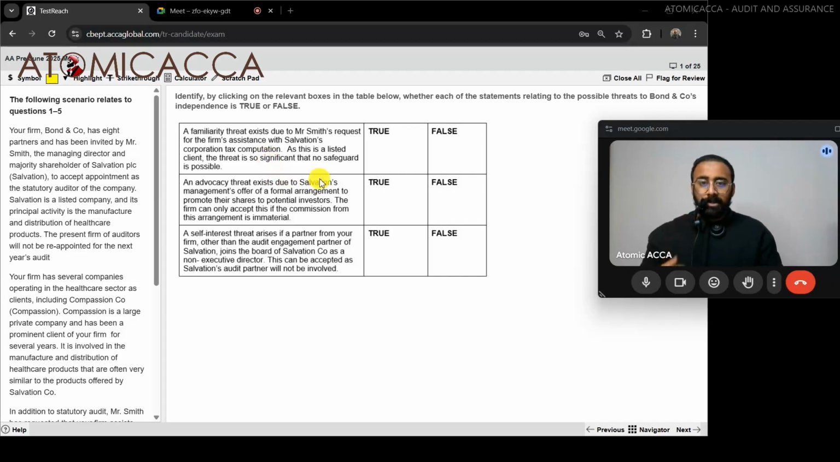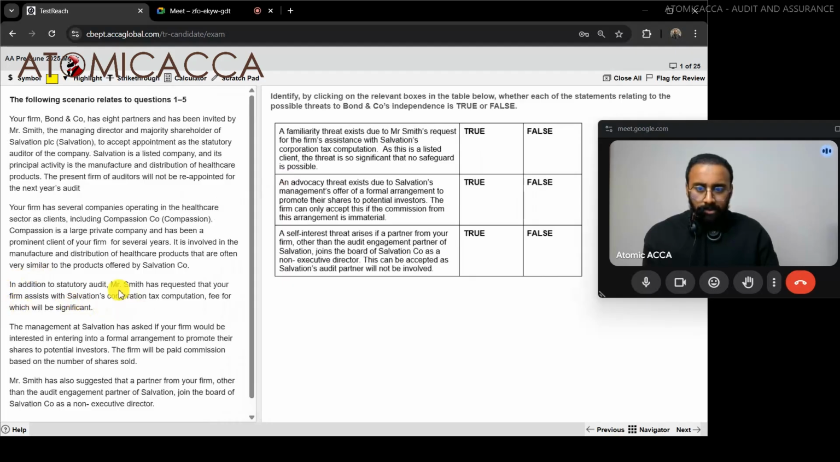Identify by clicking on the relevant boxes in the table below whether each of the statements relating to the possible threats to Bond and Company's independence is true or false. So you have to say whether it is true or false relating to ethical threats for Bond and Company. The familiarity threat exists due to Mr. Smith's request for the firm's assistance with Salvation's corporate tax computation. As this is a listed client, the threat is so significant that no safeguard is possible.